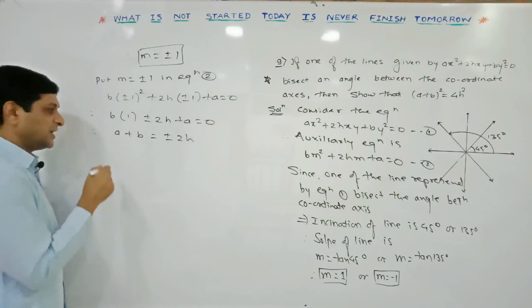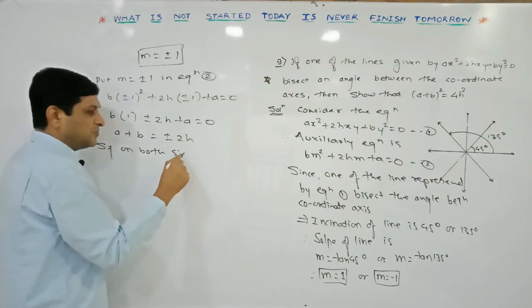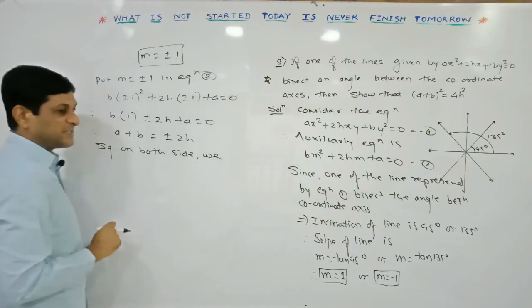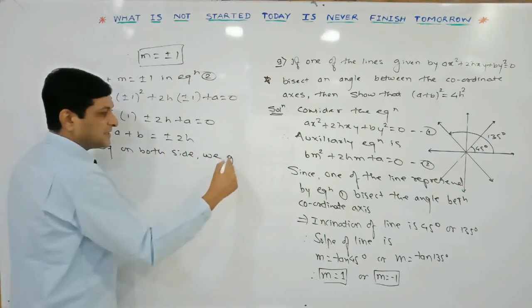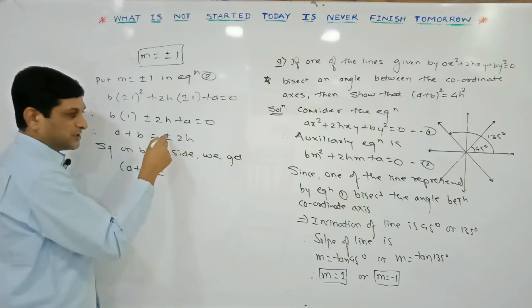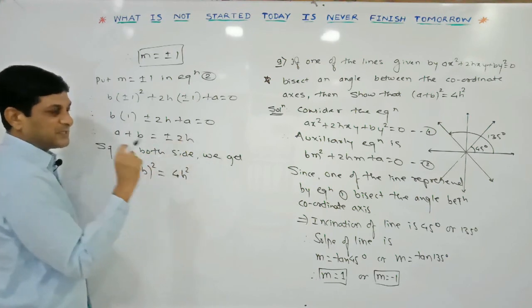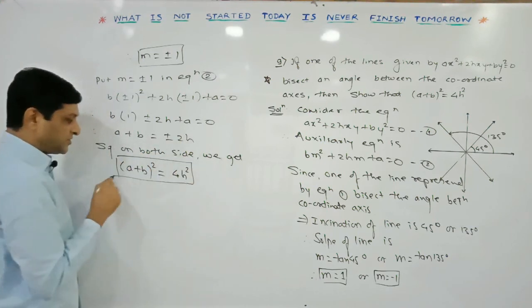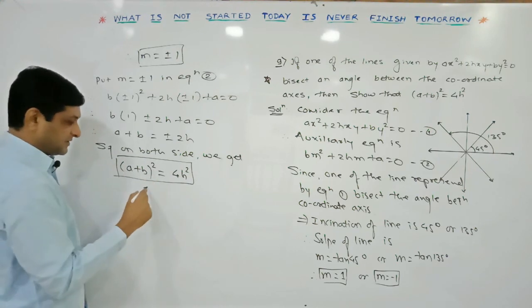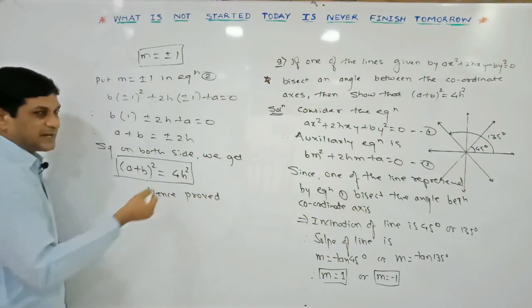If we square both sides, why are we squaring both sides? To get our required result, and that required result is in terms of squares. Squaring both sides we get, on this side, a plus b whole bracket squared, and on the other side the square of plus 2h is 4h squared, and the square of minus 2h is also 4h squared. And this is the condition which we have to prove. So hence proved. This is the condition which we are getting here.